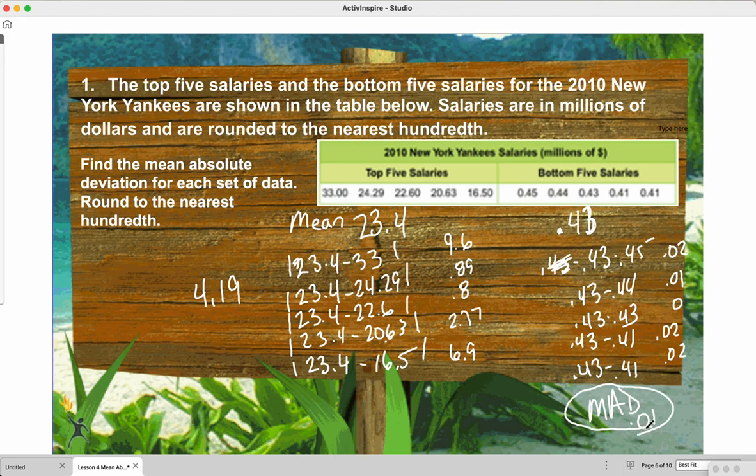Okay, so you get a chance to take a look at how those work. So now what we really have to decide is, what can we explain on this? What does this data tell me? It tells me that the average distance between the salaries of our New York players is 4,190,000 from the top 5, and that the bottom 5 are pretty close together at just $10,000 difference. That's the average distance between them.